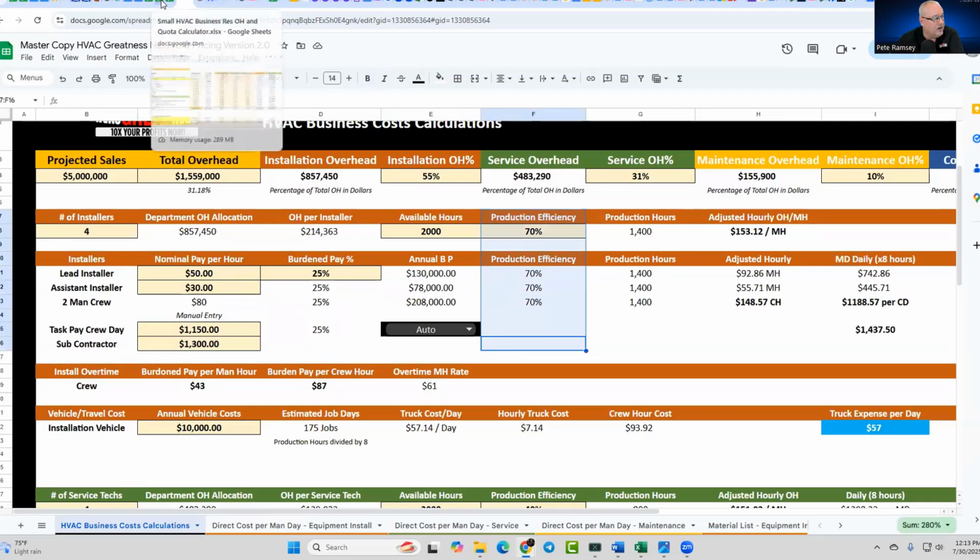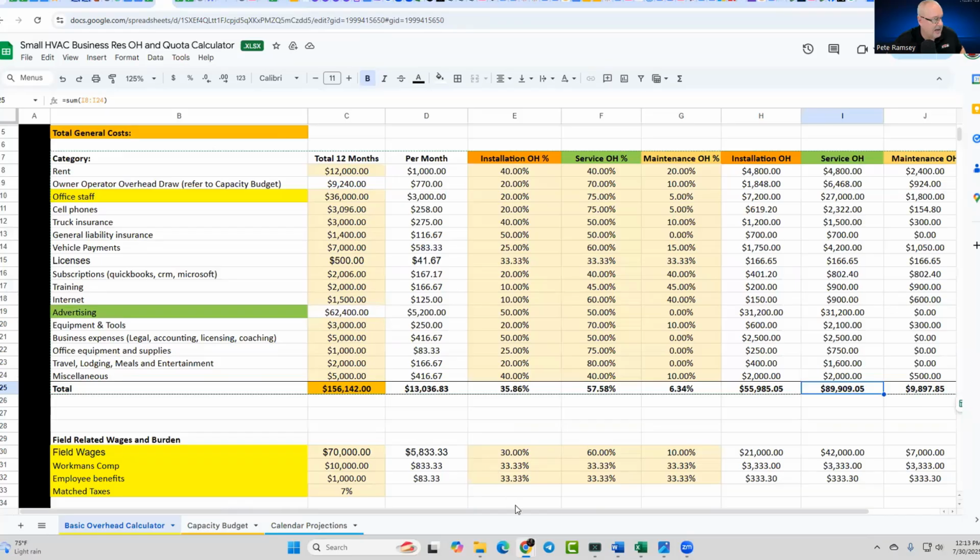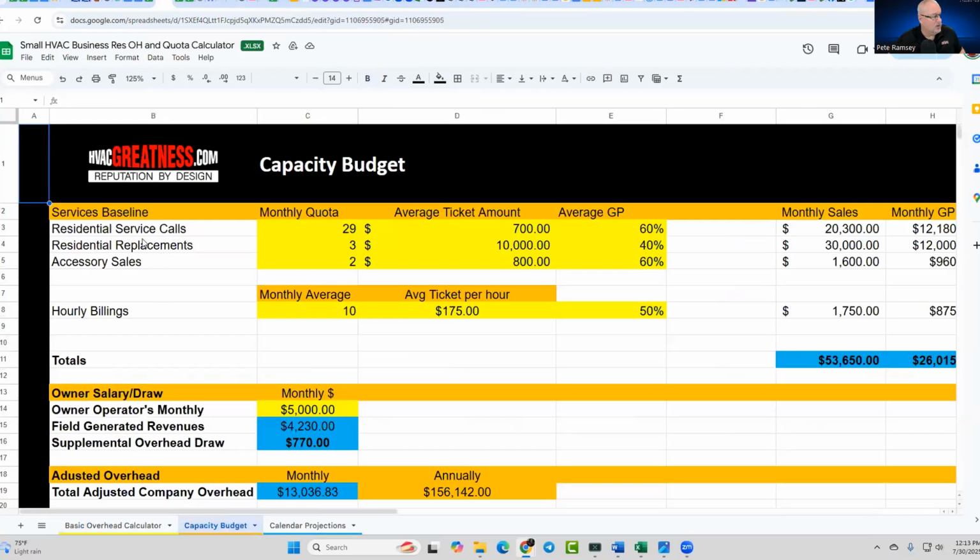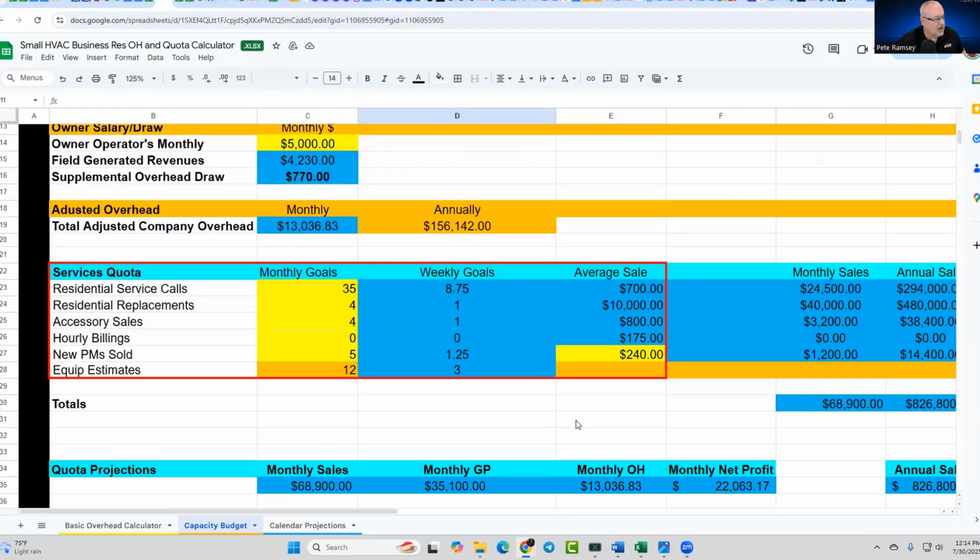So way back over here in this tool on your one-man operations, we look at this. We say, well, how many service calls can we set as a quota? How many changeouts per month? How many accessory sales per month? How many hourly billings do we have maybe in commercial? So we figure all of that up, and we can figure out how to make your draw, how much of your money is actually coming out of the work you do in the field. And then the company's overhead is going to have to pay the rest of your salary.